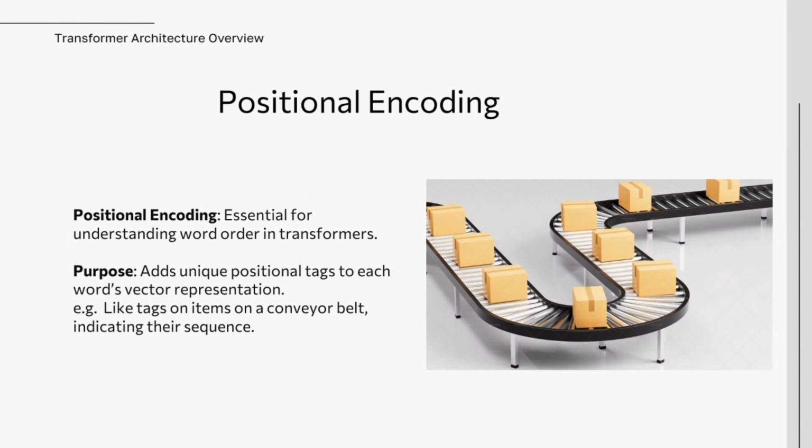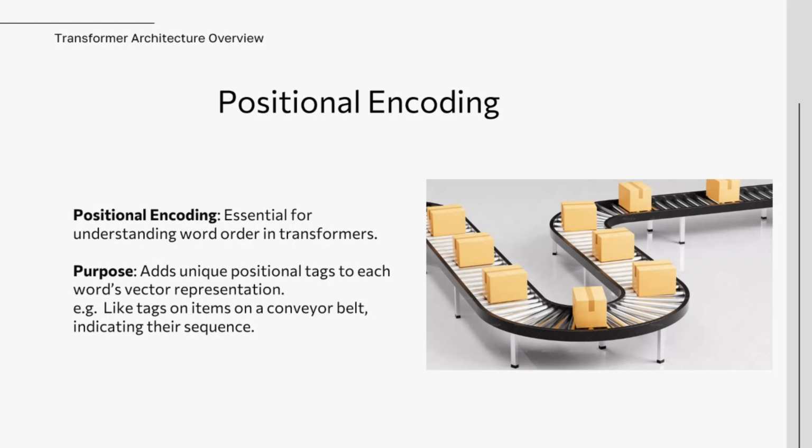Imagine a conveyor belt in a factory. Each item on the belt has a unique tag that tells the machine exactly where it is in the sequence. Without these tags, the machine would not know the order of the items and would have difficulty assembling them correctly. Similarly, transformers need a way to understand the position of each word in a sequence. Think of positional encoding as adding a unique label to each word in a sentence, so the model knows the position of each word relative to the others.